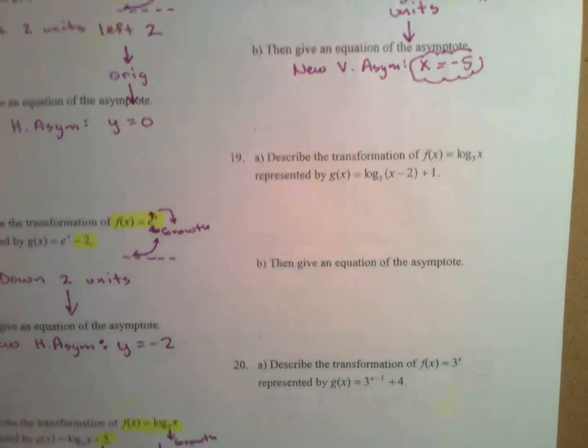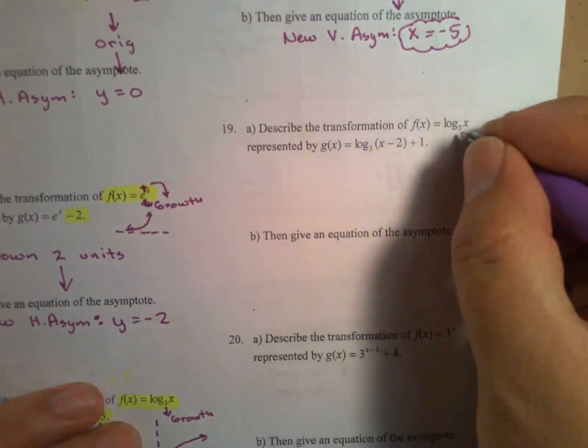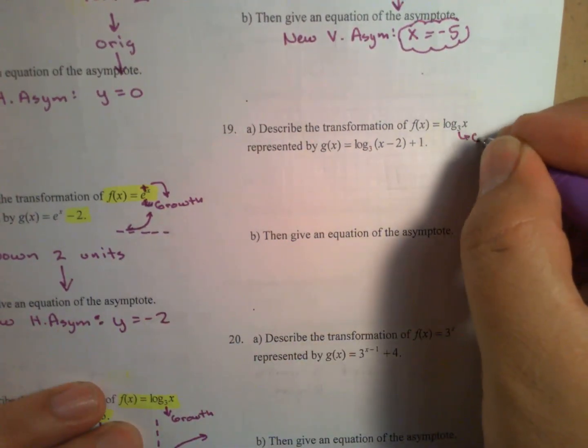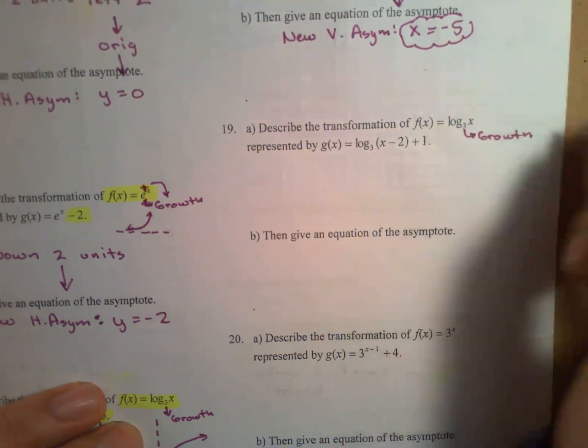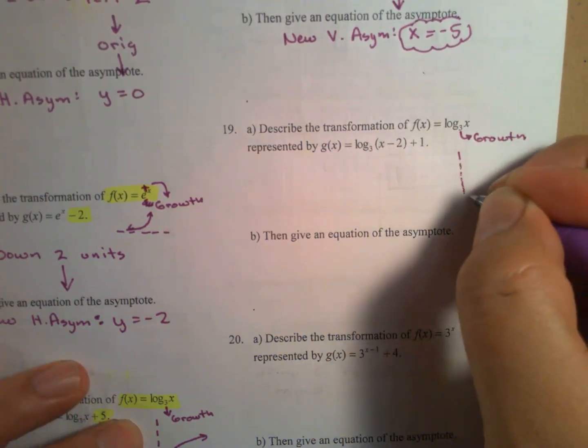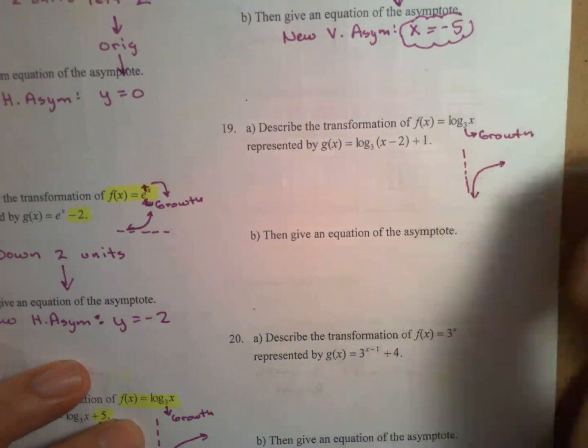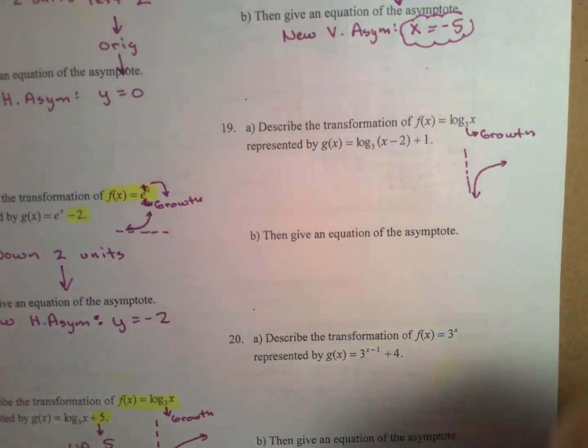All right, let's try it again. Hey, same one. Look at that. It's a 3, so it's growth. And because it's growth, yes, here's the asymptote. There's the growth. It would look like that if I were drawing. But here comes the issue.